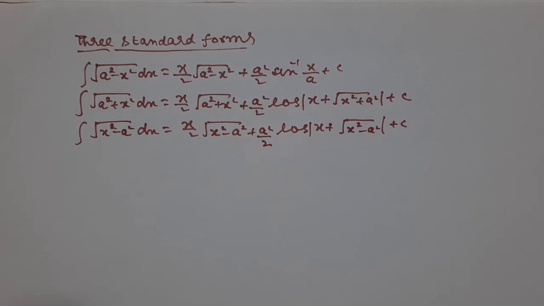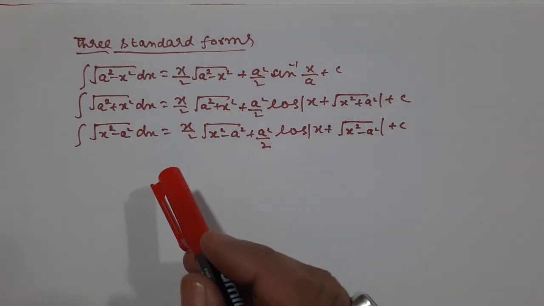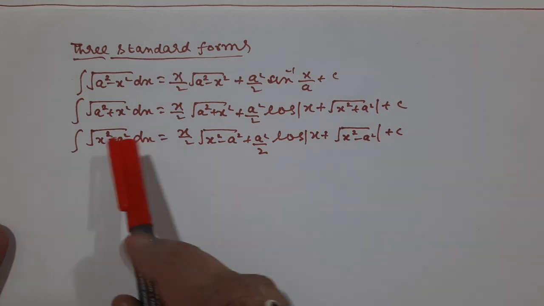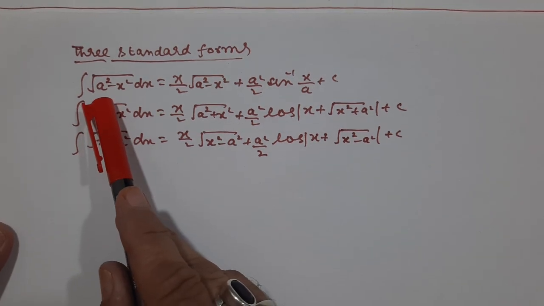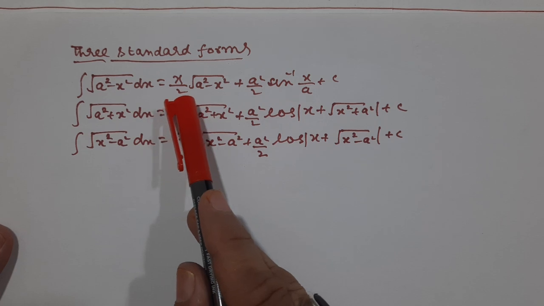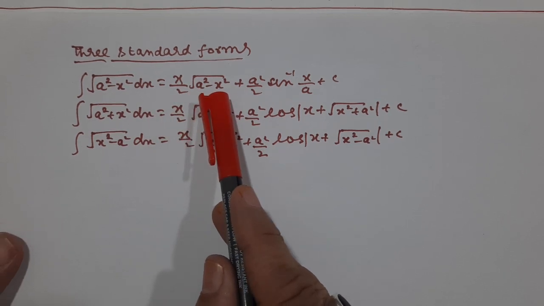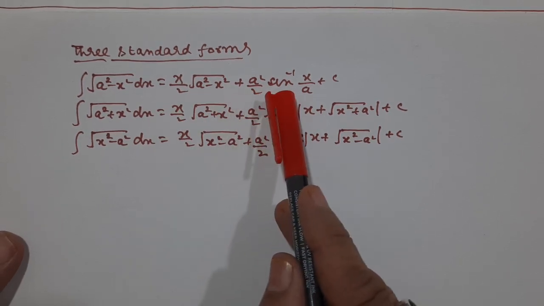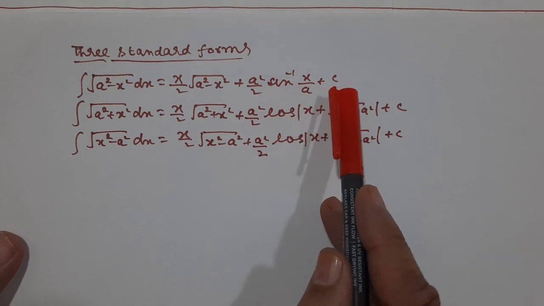Now students, today we are going to start the next exercise of indefinite integrals, that is exercise number 9.9. In this exercise we are going to discuss three standard forms. Integral of under root a square minus x square dx is equal to x upon 2 under root a square minus x square plus a square upon 2 sin inverse x upon a plus c.